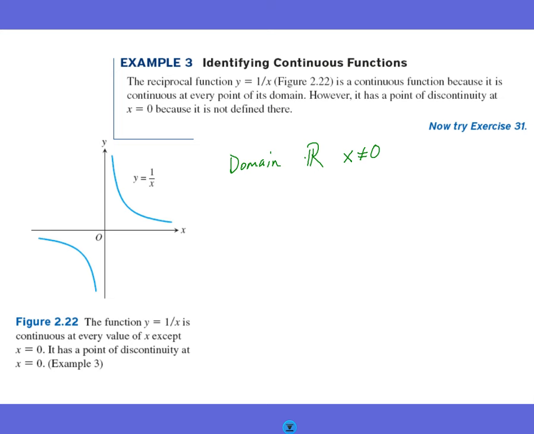So when you sit down there and say, well, shoot, is it continuous everywhere else? Is it continuous on every other point? Sure, just except at 0. So even though it looks like, yes, it's an asymptote, yes, it has an infinite discontinuity, it is still considered a continuous function because it's continuous on its domain. It is a continuous function because it's continuous at every point of its domain. However, it has a point of discontinuity because it is not defined there.